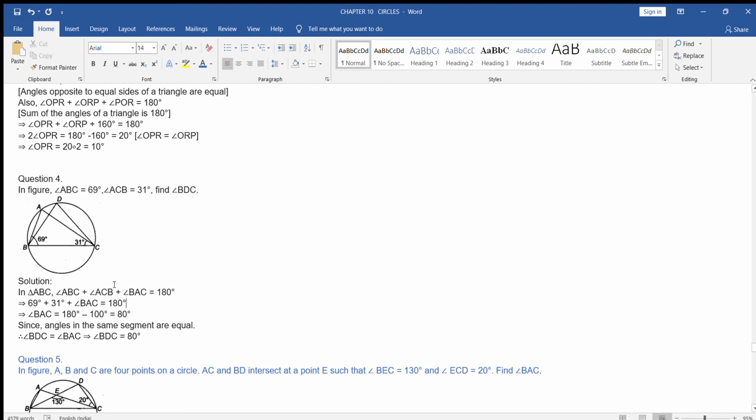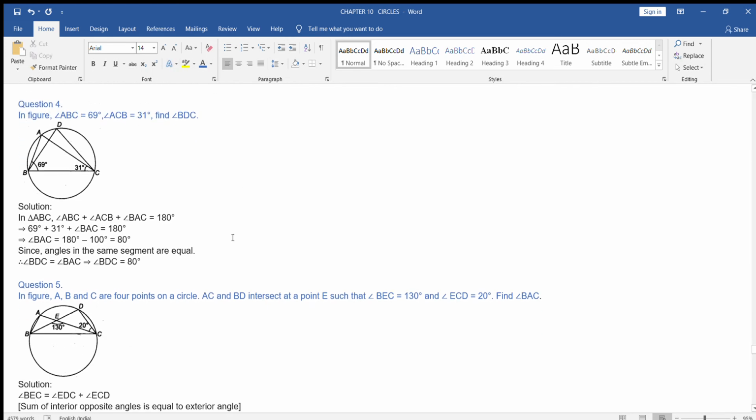Now see triangle ABC. In ABC, 69 and 31 are given. We can find out A, because the sum of all angles is 180. We can find out A easily. And once we have found A, then this BAC and BDC are both the same. What is the reason? Angles in the same segment are equal. So we can find it out easily.